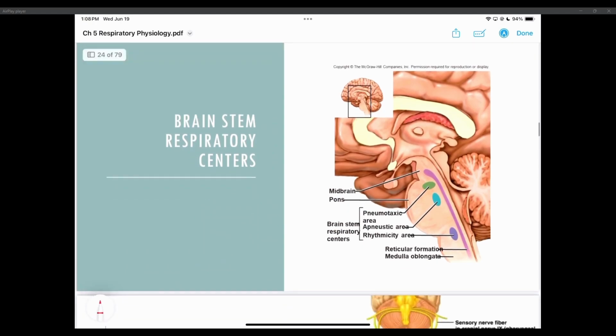And then here are the centers. We have our pneumotaxic center, apneustic. Now, what was the apneustic area? Is that going to stimulate or inhibit breathing? Stimulate. The pneumotaxic center, what's that going to do? Inhibit.